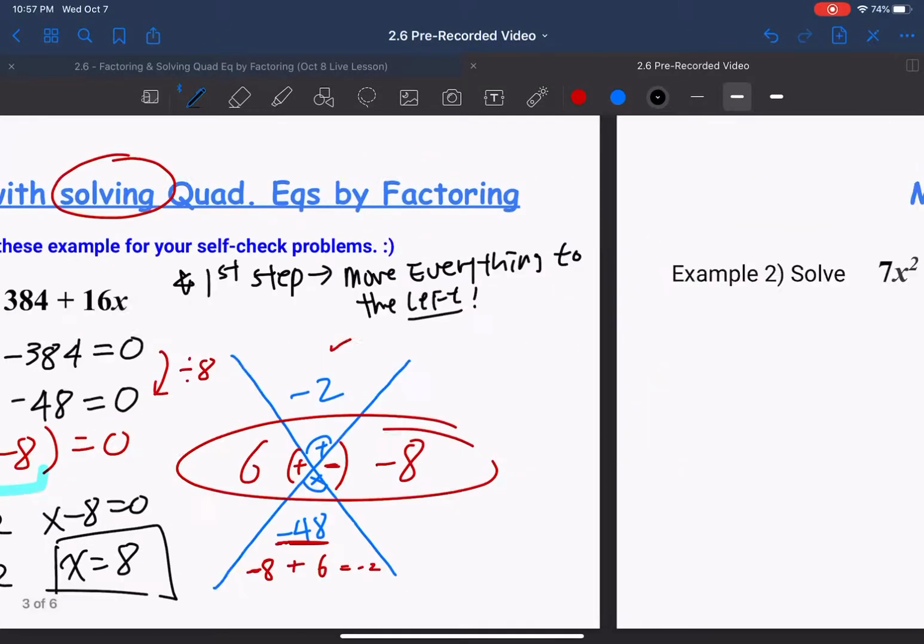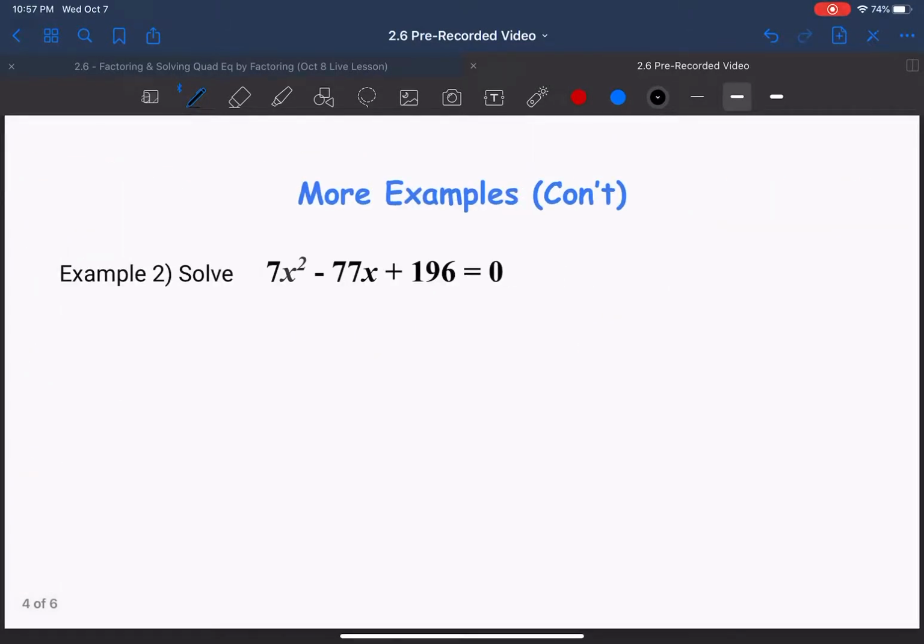Okay. Let's go over example number 2. 7x squared minus 77x plus 196 equals 0. Again, let's check the GCF. Let's check if it's divisible by 7. x squared minus 11x plus 196 divided by 7 will give you, let's see, 28, right?